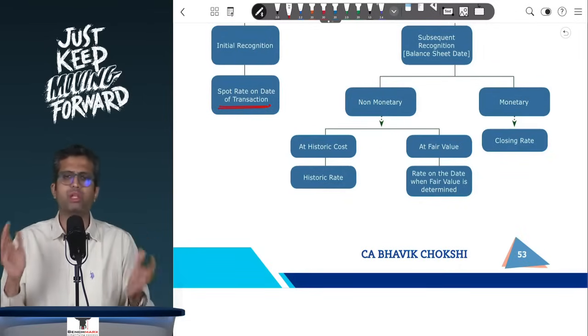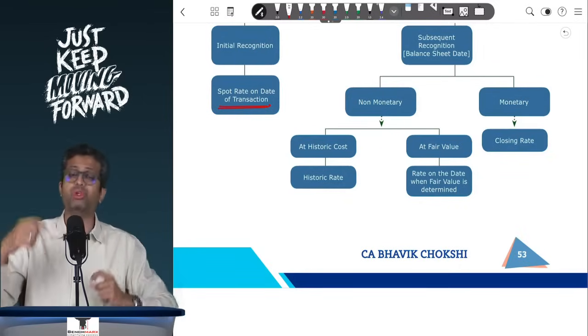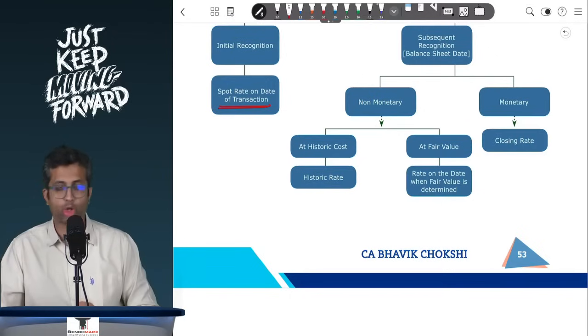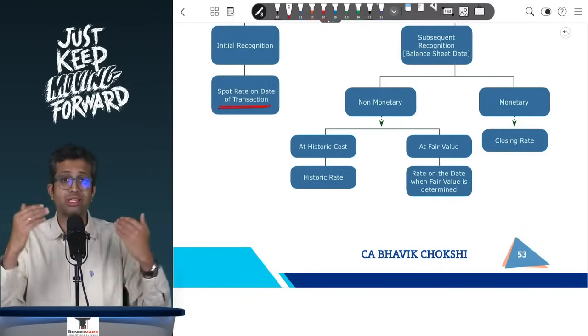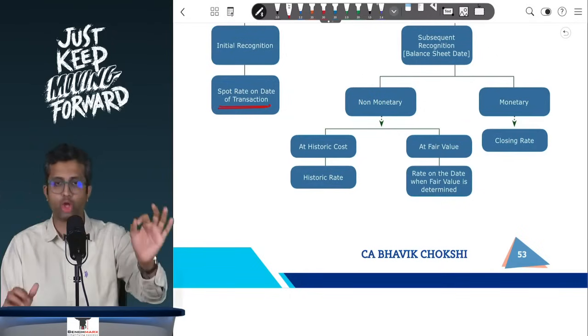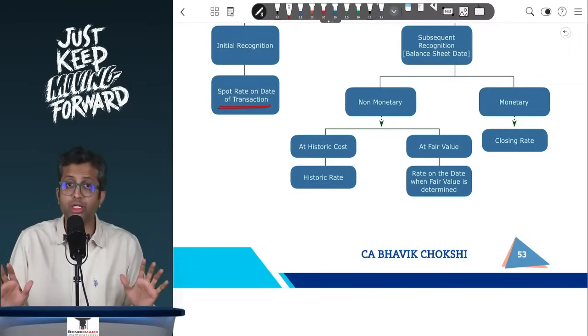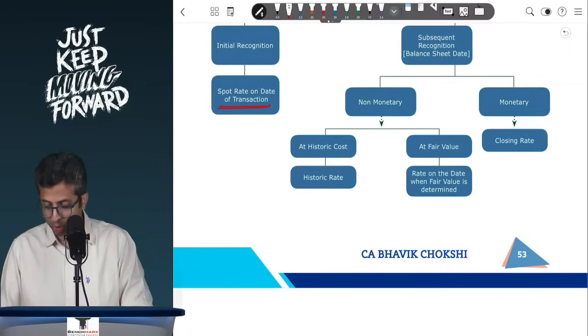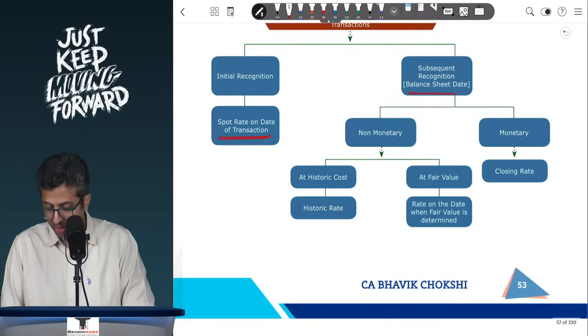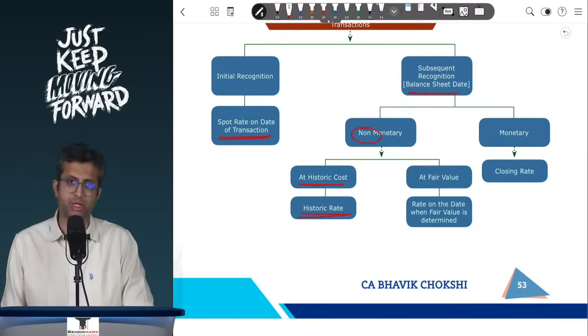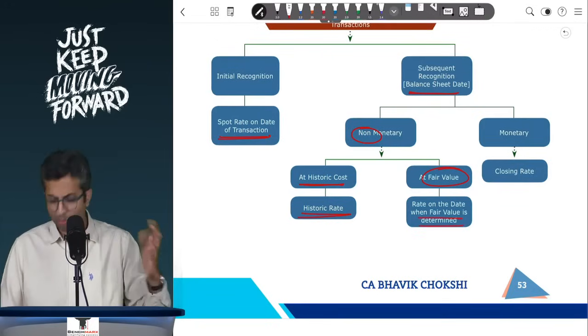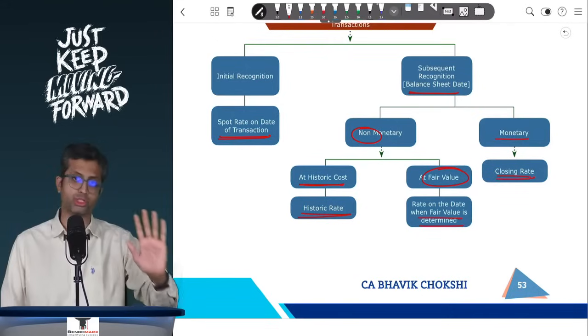Acha, where will the difference go? Well, we will see that. However, you will remeasure the land, which is a non-monetary item, because the balance sheet value now is $1,200 land as on 20th February, so the rate also should be of 20th February. Are we clear with this? So the rule over here is subsequent recognition in the balance sheet: for non-monetary items which are shown at historical cost, we'll keep them at the historical rate, whereas if they are at fair value, you will show them at the rate on the date when fair value is determined. Monetary items will always be kept at the closing rate only.